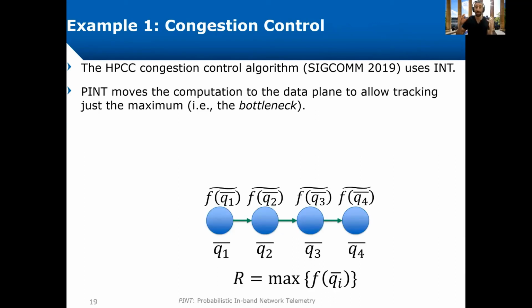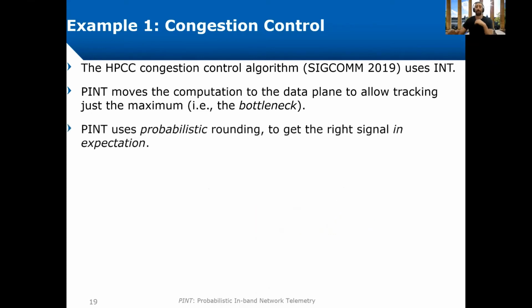And now we can track just the maximal f value along the path, so we don't need to collect all of the queuing information. And this saves a lot of bits, and we can further approximate it to reduce the number of bits and so on. And also in PINT, we do probabilistic rounding so that we would get the right signal in expectation. And now the sender, after receiving a few of these feedbacks, can look at the average and find out just the right sending rate.